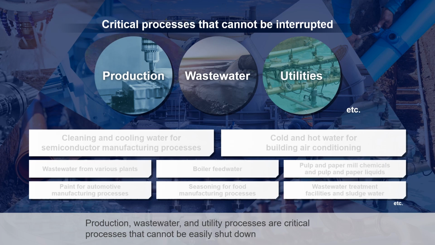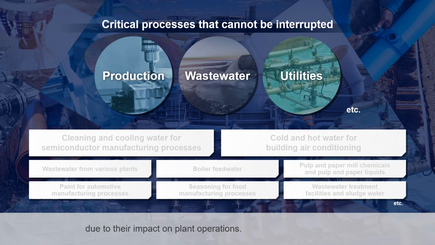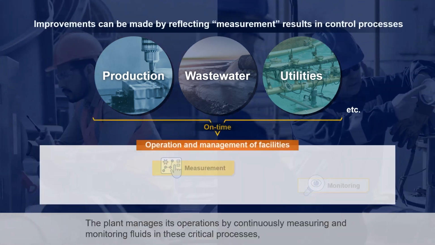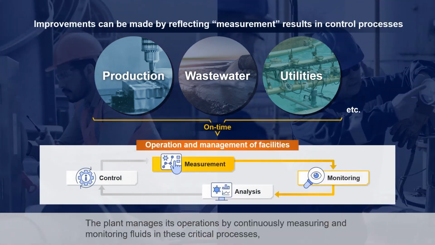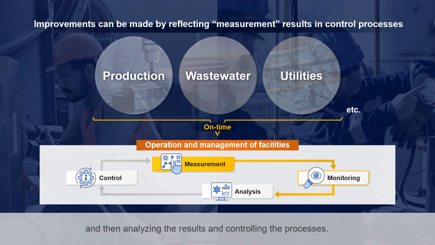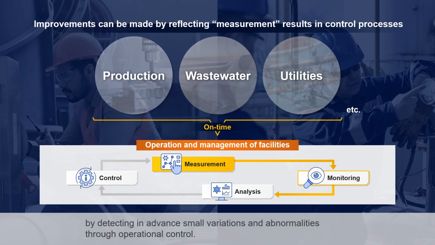Production, wastewater, and utility processes are critical processes that cannot be easily shut down due to their impact on plant operations. The plant manages its operations by continuously measuring and monitoring fluids in these critical processes, and then analyzing the results and controlling the processes. It is important to ensure the stable operation of facilities by detecting in advance small variations and abnormalities through operational control.